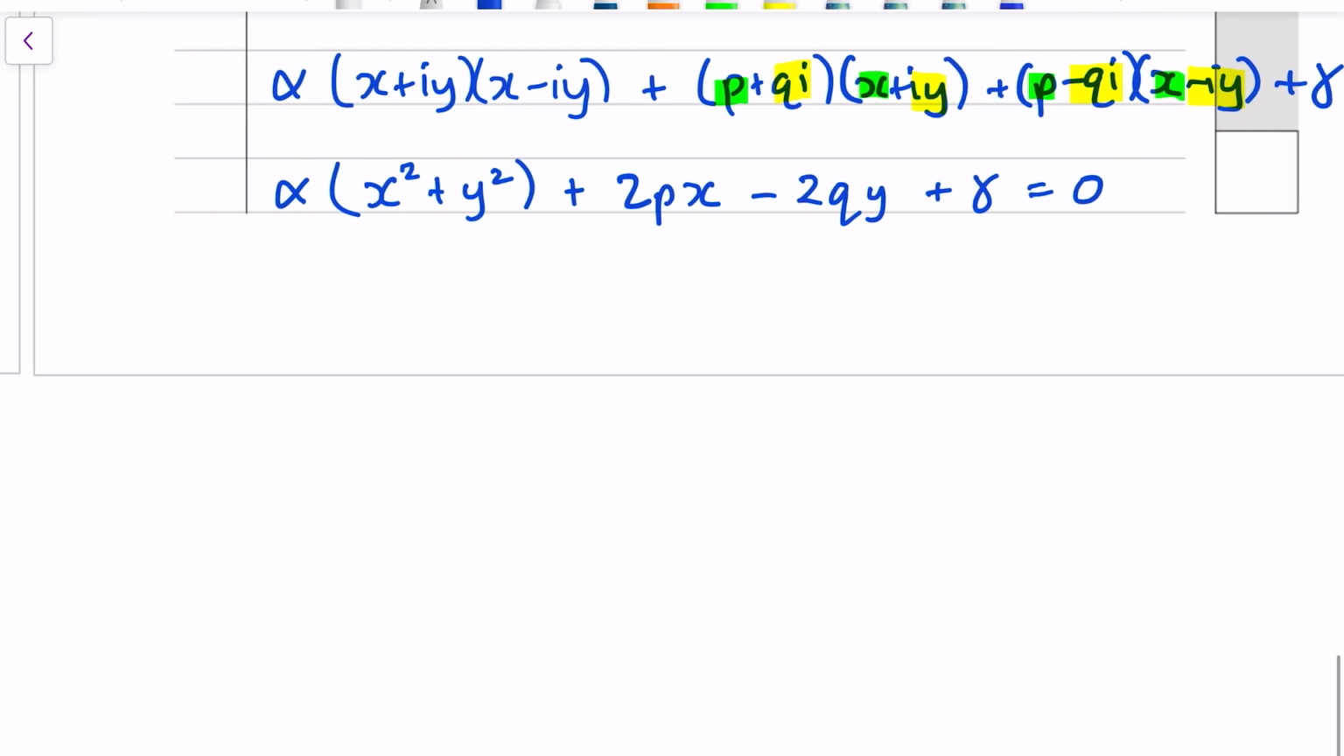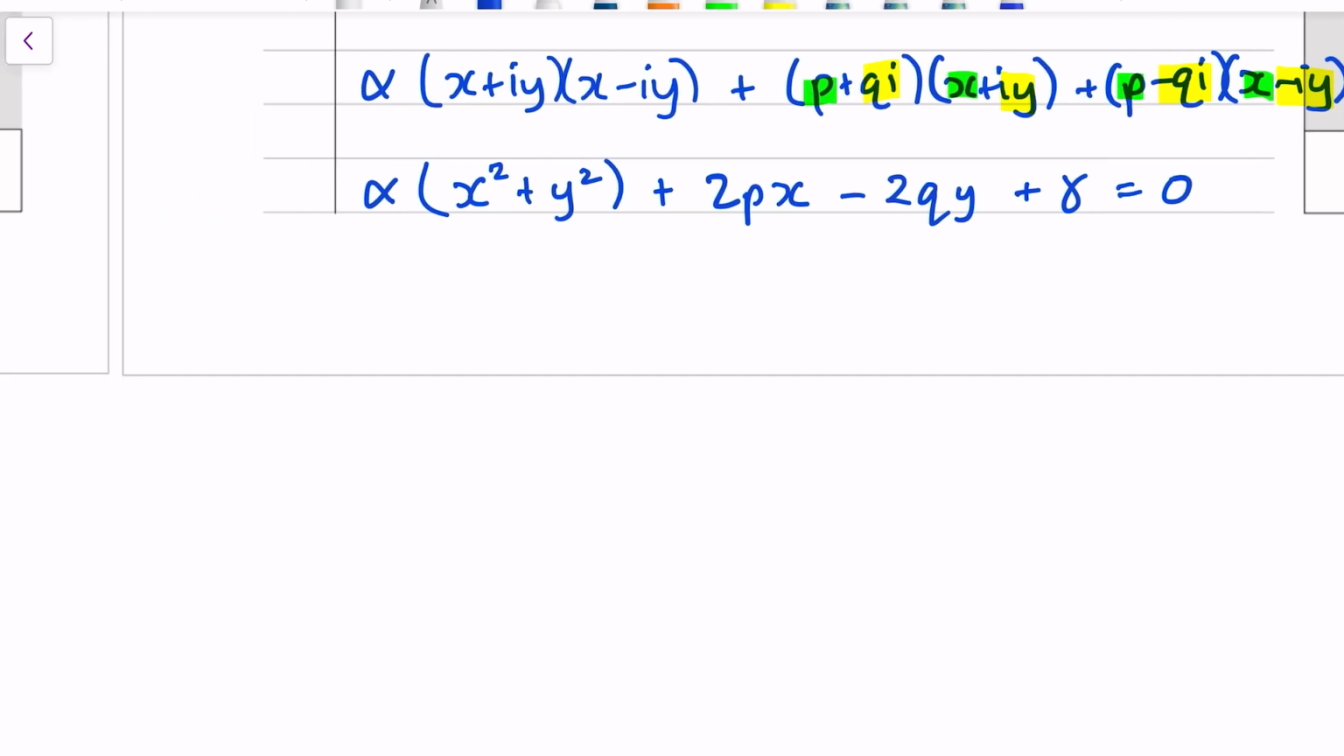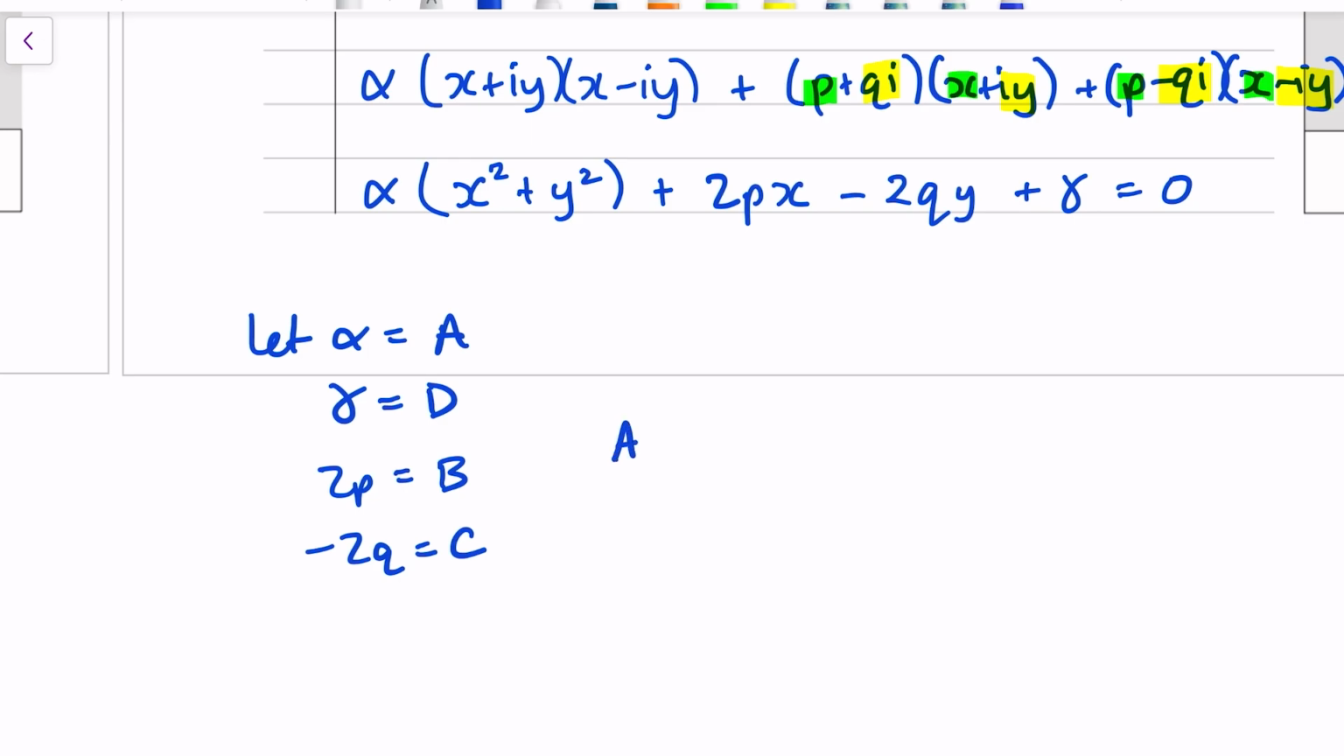And all we need to do now is link it to the equation that was given to us. So if we let alpha equal A, we let gamma equal D, we also need to let 2p equal B, the number in front of x, and minus 2q equal C. Well, these are all real numbers, so we can just swap out the letters like that, no problem. Then we get the equation A times x squared plus y squared plus Bx plus Cy plus D equals 0. They're equivalent. So we're proven.